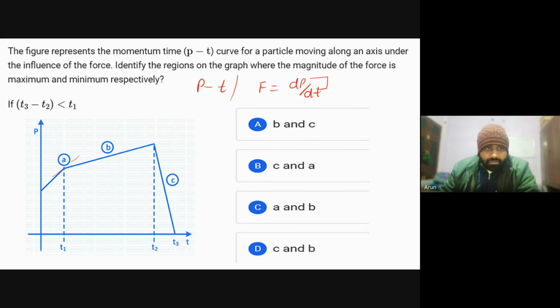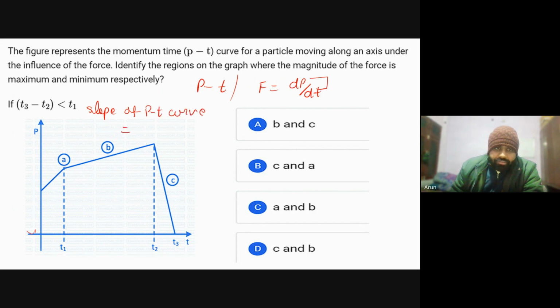If you see it carefully, this dP by dt is nothing but the slope of this curve, because at any particular time, let's say at t1, if you calculate the value of p, it is this, let's say p1. So this is the line. If you calculate the slope at a, it will be p1 by t1. So the slope of the PT curve equals the force applied.